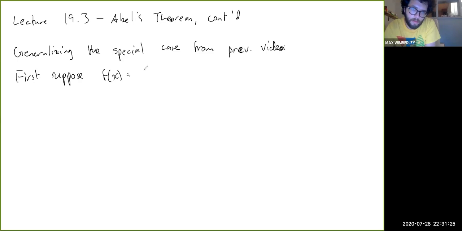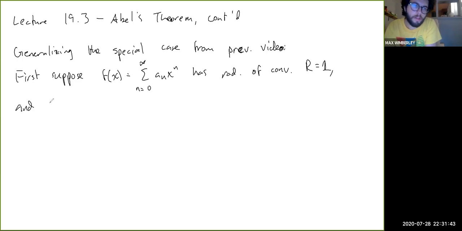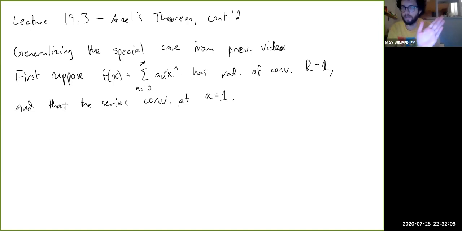f of x equals the sum of a_n x to the n from n equals 0 to infinity, and that this has radius of convergence r equals 1, and that the series converges at x equals 1, but not necessarily that it converges to 0. Okay, so we're just assuming that the series converges at x equals 1.